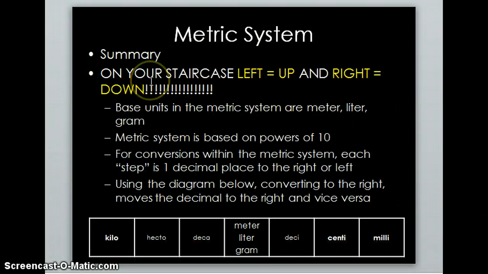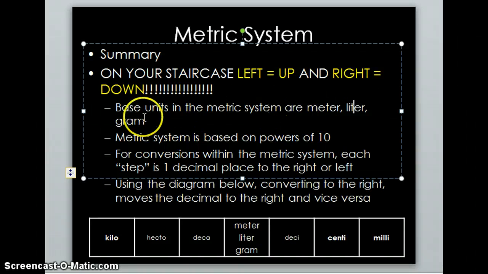In summary, basically what you're doing is on your staircase, you're going to move to the left or to the right. And if you have another different staircase that we may give you, it's going to be like an actual staircase where you go up and down. And on that staircase, left is up, right is down, and we'll go over that in class. Base units are meter, liter, and gram. Meter for length, liter for volume, gram for weight.